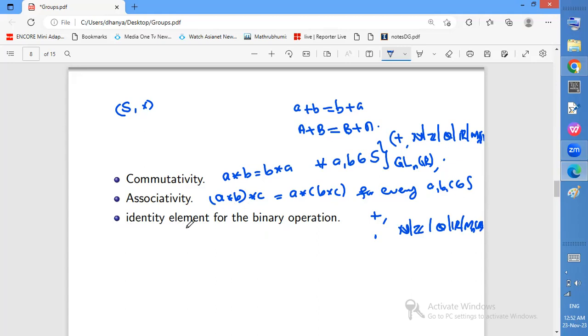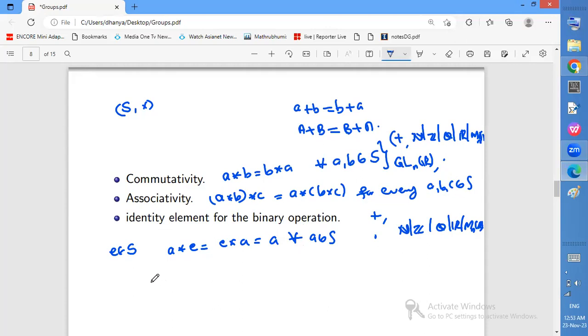Now, next one is identity element for a binary operation. Given a binary operation star on a set S, an identity element for this operation star is an element E belongs to S, satisfying the condition A star E is equal to E star A is equal to A for every A belongs to S. If there exists such an element, then we call it an identity element for the binary operation star.